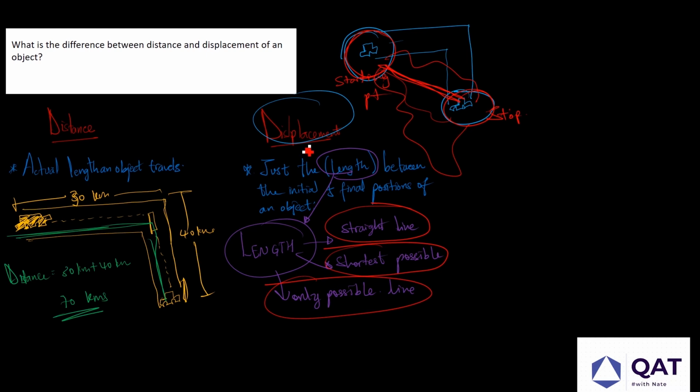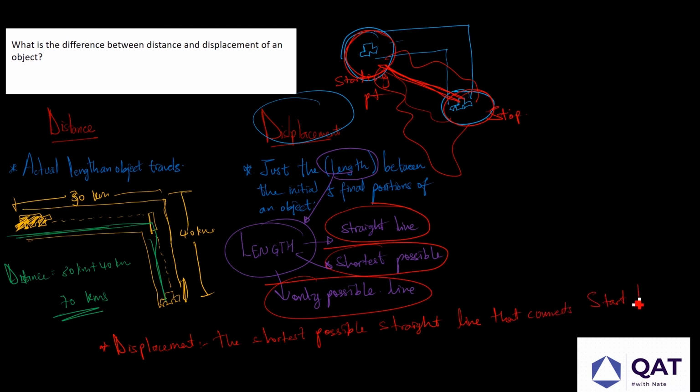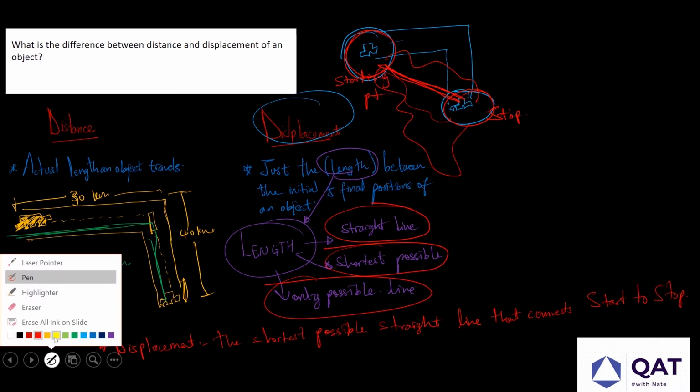So when we explain displacement, we may say displacement is the shortest possible straight line that connects the starting and stopping positions. So let's solve this one at the end. What is the displacement of this object?